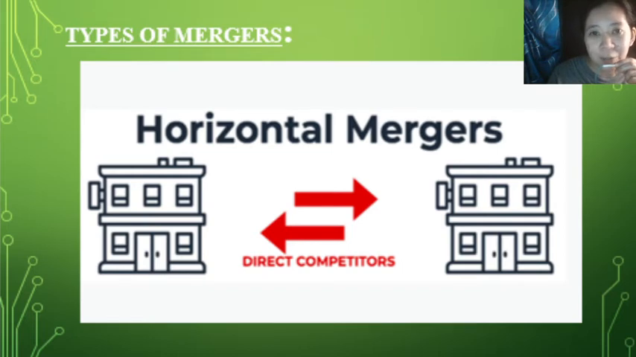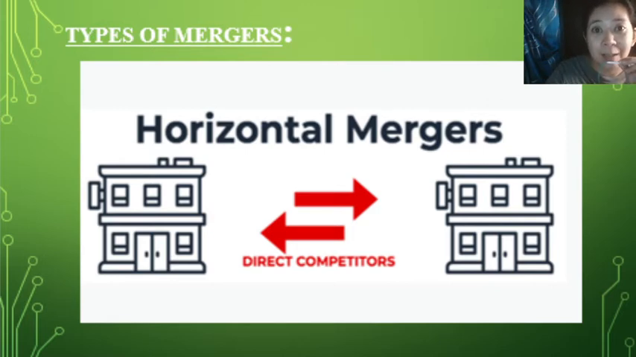So, what is a horizontal merger? A horizontal merger is a merger between companies that directly compete with each other. Horizontal mergers are done to increase market power or even market share. Further, it utilizes economies of scale and exploits merger synergies. Meaning, horizontal mergers are the combination of companies that are directly competitors. They combine into one single entity.